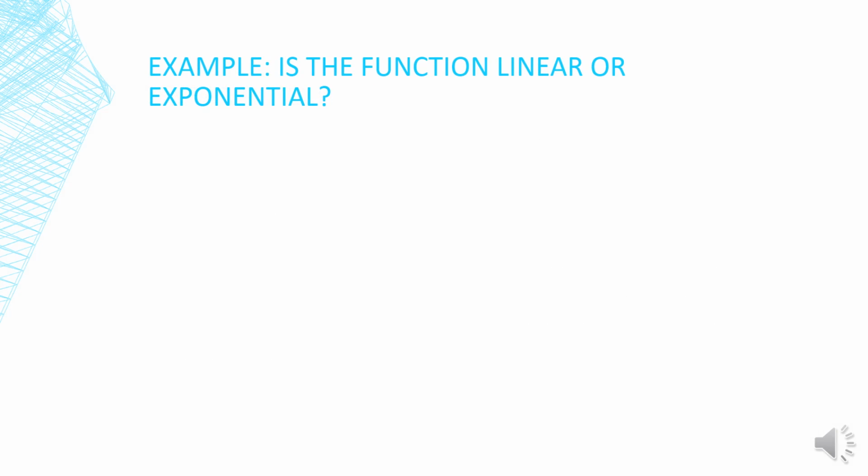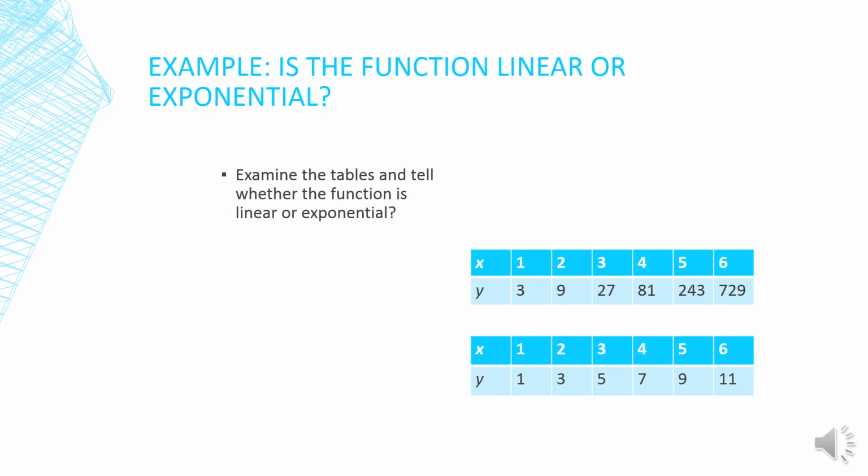Here's an example. Answer the question: are these tables linear or exponential? Examine them and find out. Pause the video at this point to give yourself a chance to do them on your own. The first table, the y values go from 3 to 9 to 27 to 81, and so on. They do not have a common difference, they have a common ratio. This is an exponential function. The second table has a common difference. 1, 3, 5, 7, 9, and 11 each have 2 in between them. This is a linear function.